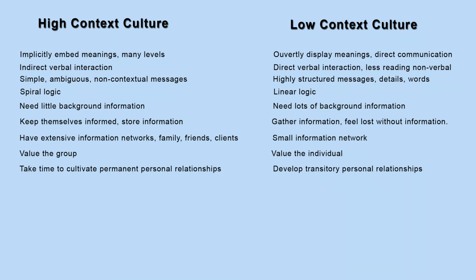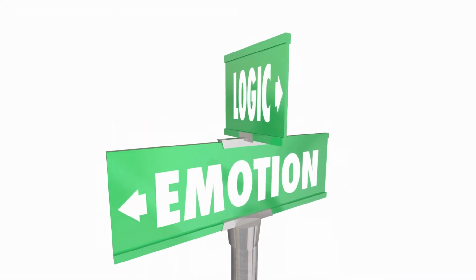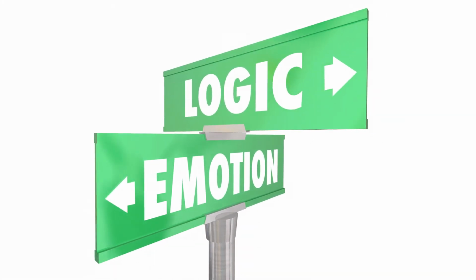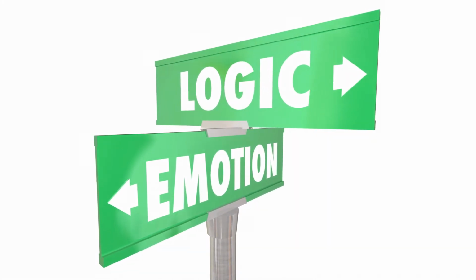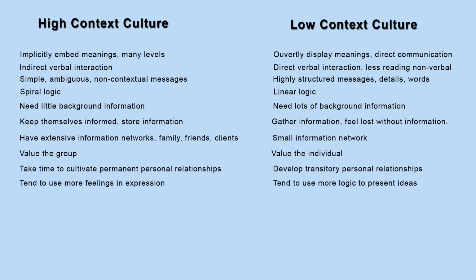Low context cultures tend to develop transitory personal relationships, and they can be left when they don't need them anymore. In the high context culture, people tend to use more feeling in expression. In the low context culture, people use more logic to present ideas.